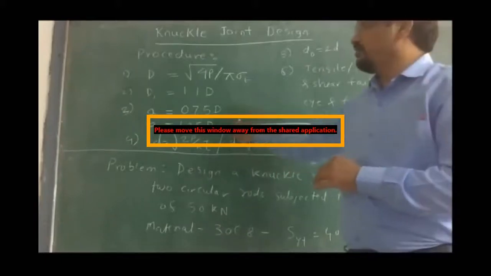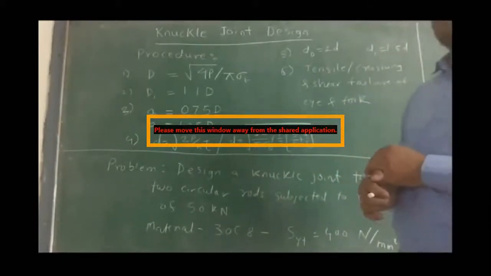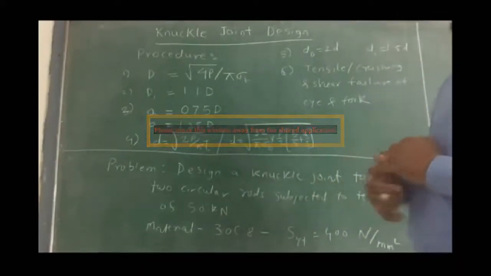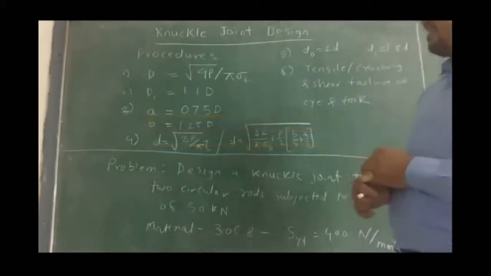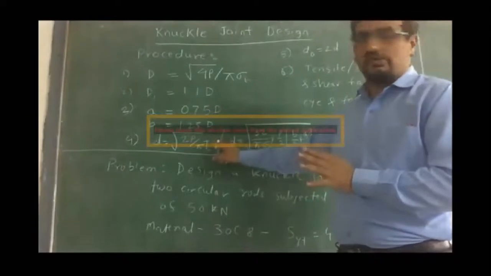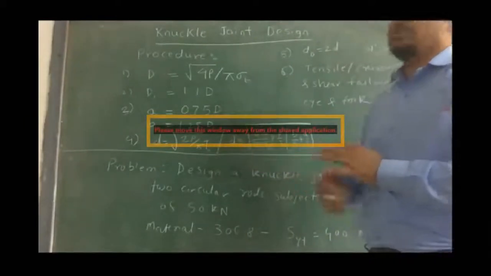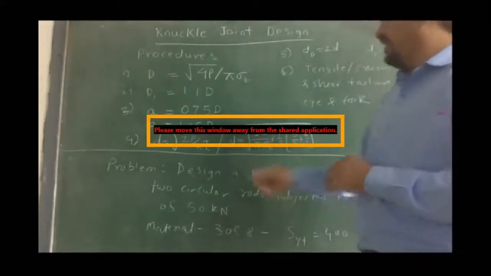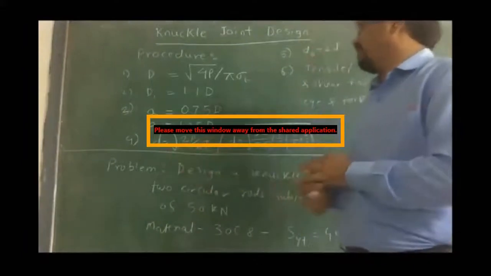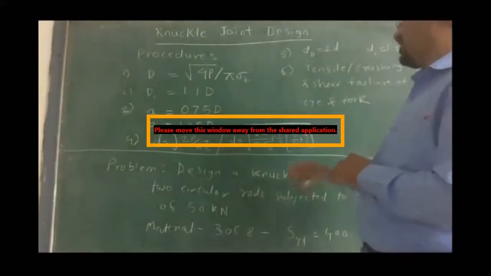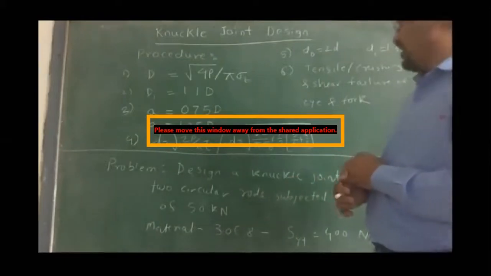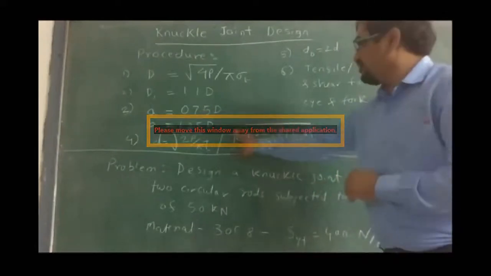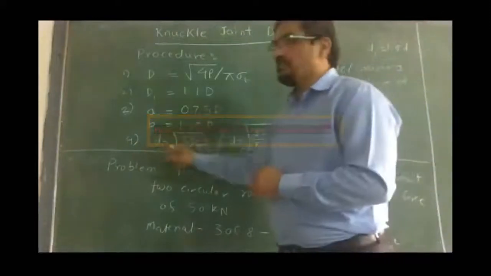The two thicknesses are again calculated using empirical equations: 0.75 D, three-fourths of the diameter, is the thickness of the fork, and the thickness of the eye is 1.25 D. Then we use two equations for calculation of the diameter of the knuckle pin. This equation is because of the bending, and this equation is because of the shear. For shear, d is equal to root of 2P upon pi tau, where tau is the allowable shear stress. And for bending, d is equal to the cube root of 32 upon pi sigma_b into P by 2 into the bracket b by 4 plus a by 3. Here we know a and b. So this is the equation if it is failing because of bending, and this is if it is failing because of shear.